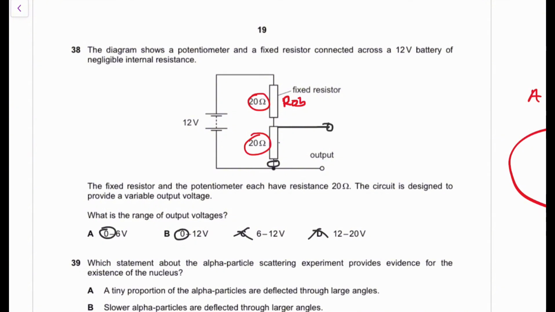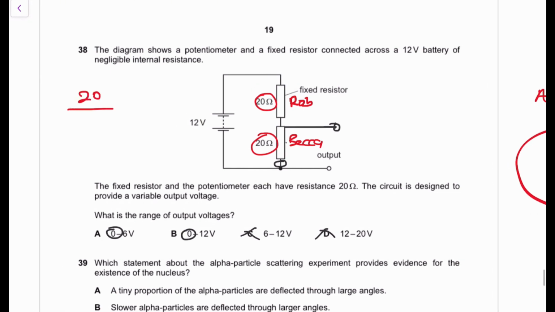So if Rob has 20 years and Becca also has 20, how much is Becca going to get? How much is this resistor named Becca going to get, right? So it's going to be the ratio, right? So he has 20 divided by 20 plus 20 times 12, which is going to just give you 20 divided by 40 times 12. That's going to give you 6. So the answer is going to be A.